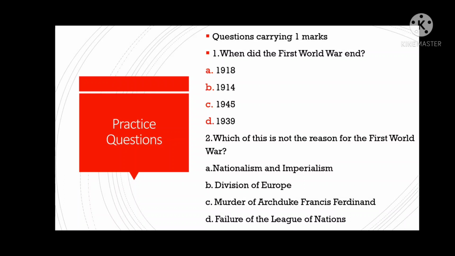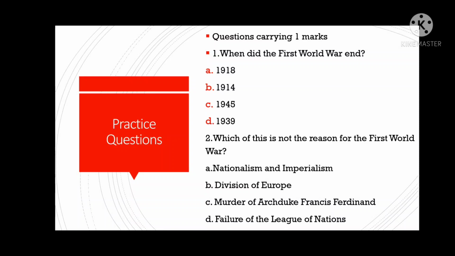So we know it started in 1914 and came to an end in 1918. But officially it came to an end in 1919. But here, there is no option called 1919. So they will either give you 1919 or 1918. So here we have 1918. So what is the right answer?